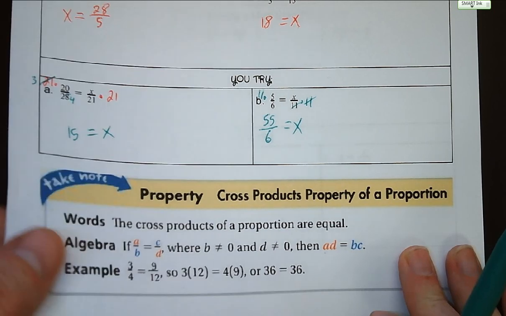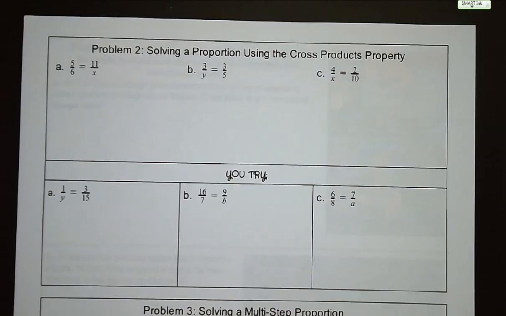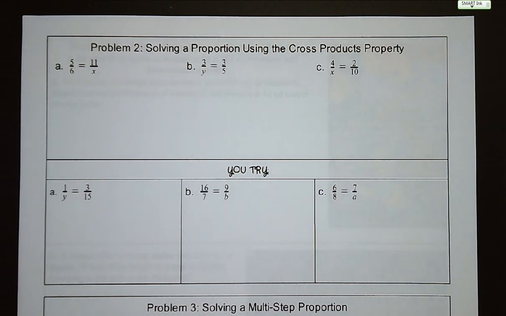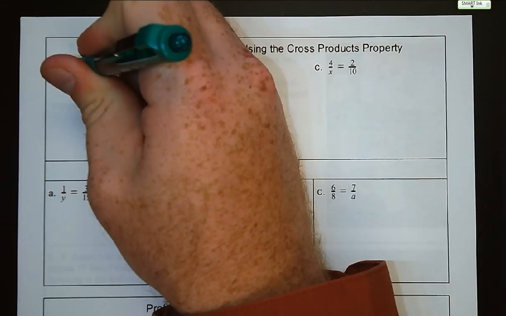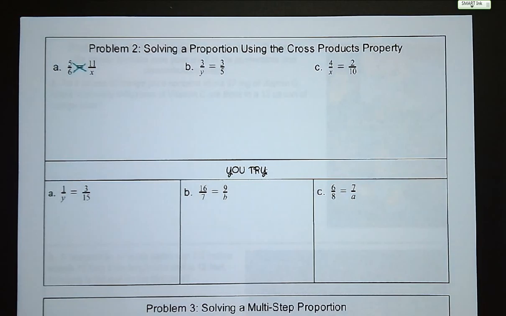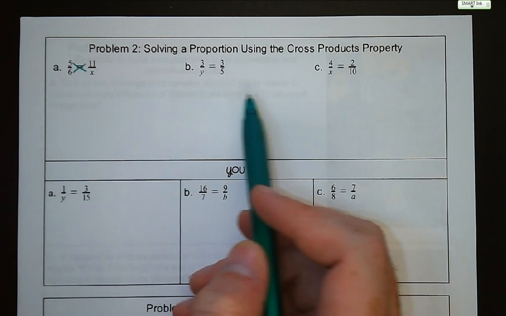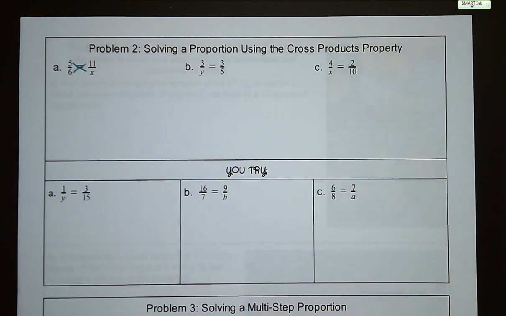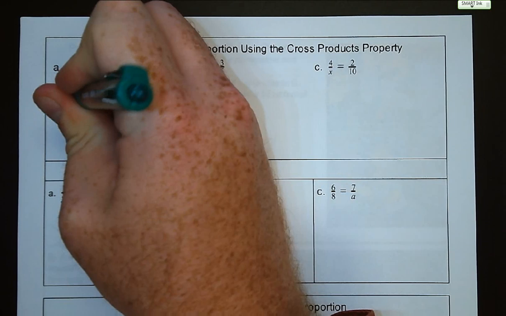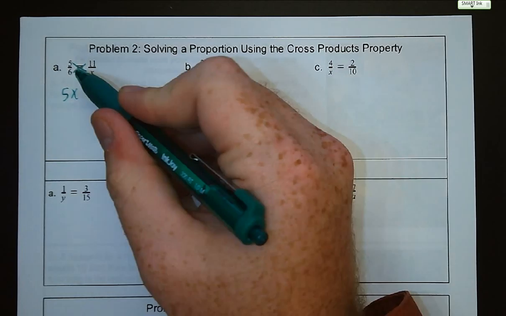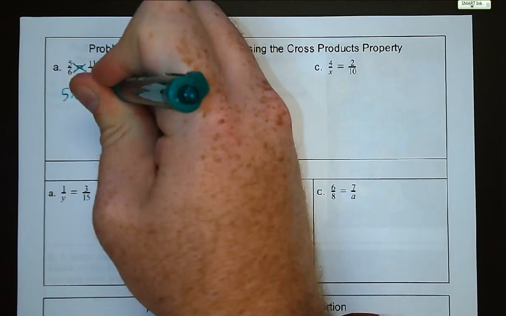All right, so we're going to move on to problem number 2, which is solving a proportion using the cross product property. So the first thing we need to do is to cross multiply. So I always draw an X through my equal sign to tell me that I'm cross multiplying. The time we want to use this is when x is in our denominator or in a multi-step proportion, which is problem 3. So let's do this. We've got 5 times x is 5x. 6 times 11 is 66.